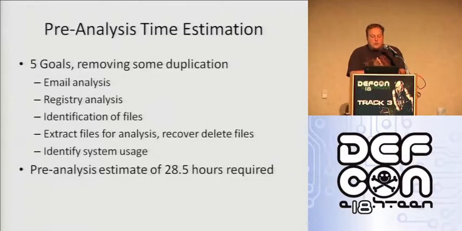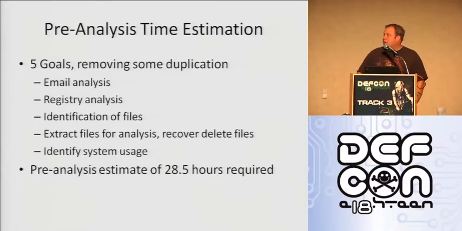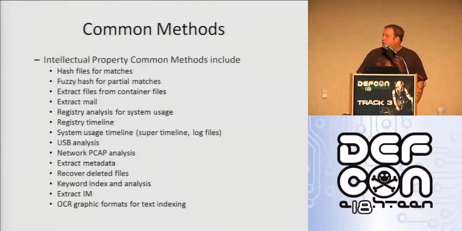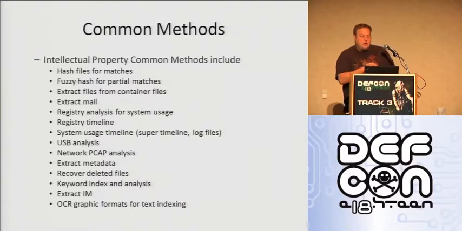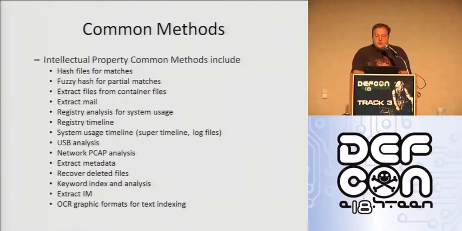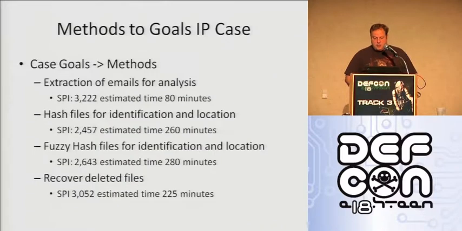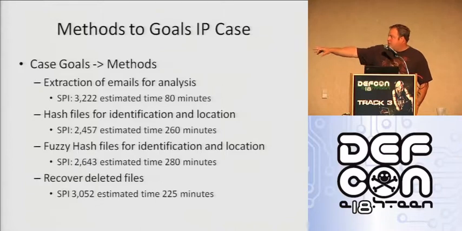So anyway, for the pre-time, we actually came up with 28.5 hours because they had a lot of goals, and that includes all the processing time and all that good stuff. And so we pulled up some of the common methods from the SPM, and there's some good ones. We pulled some of these out, and actually these were the SPIs that were generated. So in this case, they are a little bit out of order.